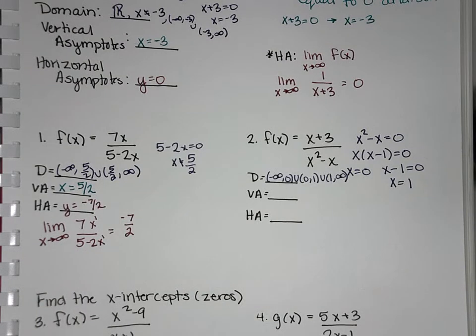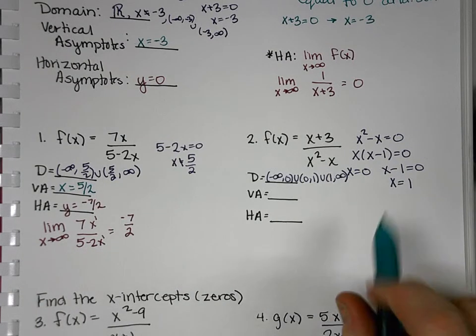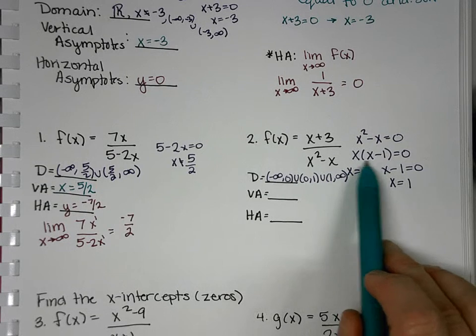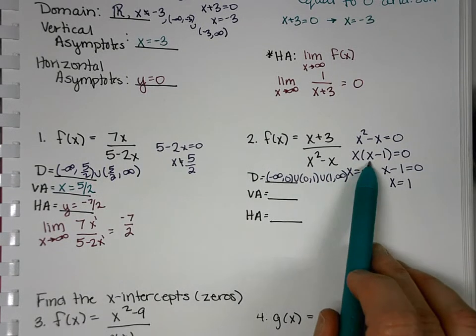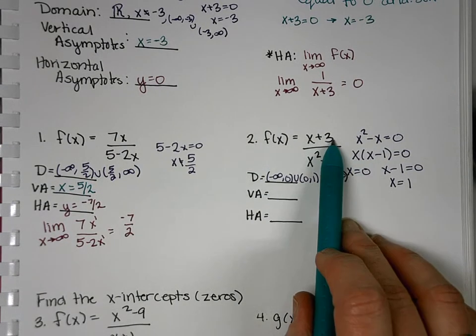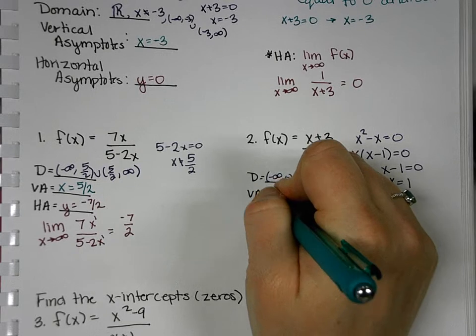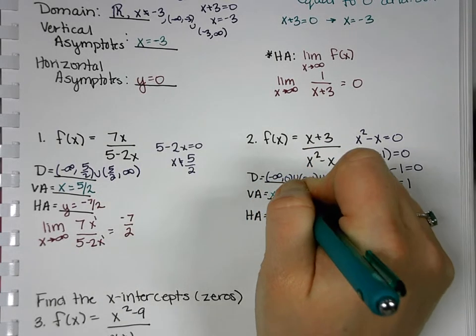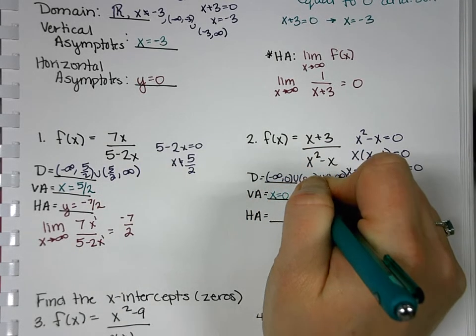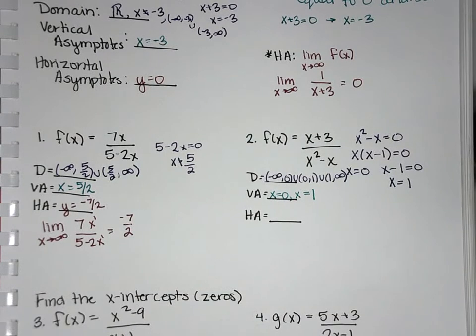Okay, so then it comes to simplifying. So I'm going to look at my factored form here. I don't see anything in my factored denominator that would cancel. So this is an example of one that will have two vertical asymptotes. It's going to have a vertical asymptote at 0, and it's going to have a vertical asymptote at 1. So we have to include both.